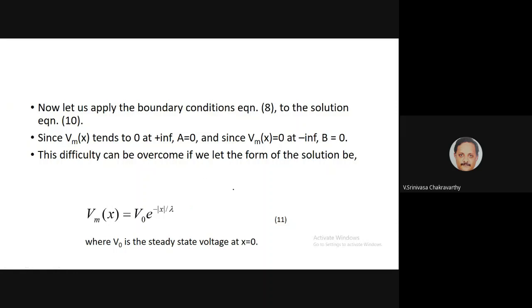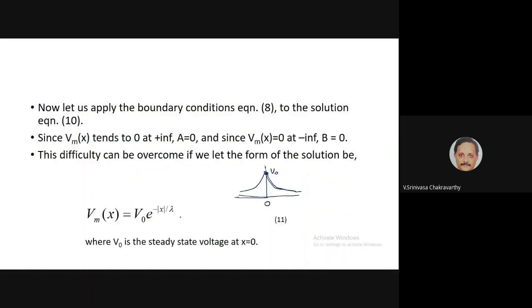This difficulty can be overcome if you assume a solution like V(x) equal to V0 times e^(-|x|/λ). This expression looks like the tent that we depicted in the last class. This is the origin, and this is the maximum value V0. It has exponential behavior, but the sign changes on either side: on the left side it is e^x, and on the right side it is e^(-x).